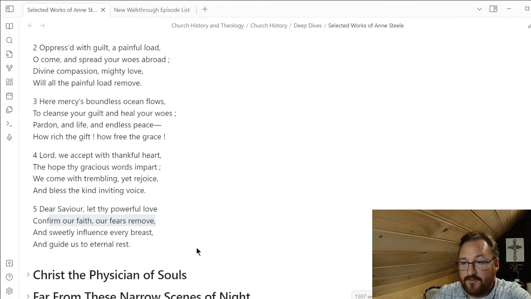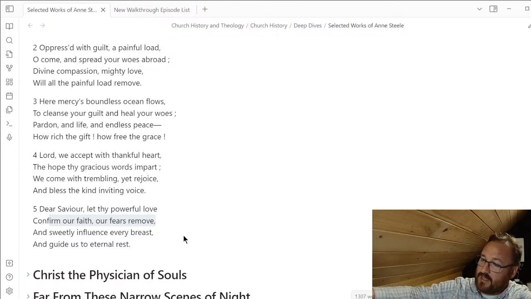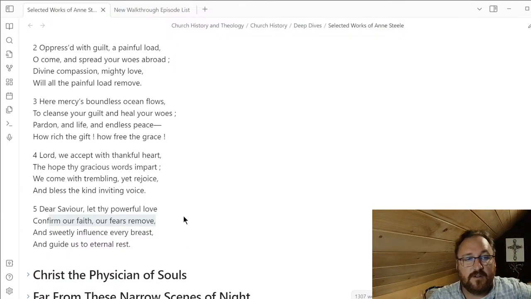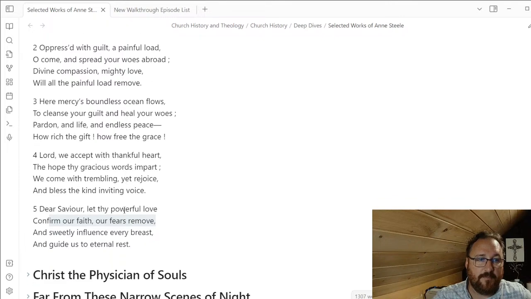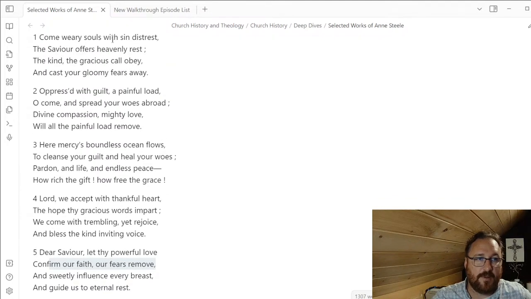let his love confirm our faith, let our fears be removed as he guides us to eternal rest. But until then, until the eternal rest, until that endless peace, let some of that rest and peace invade our gloomy fears today. Again, the parallels between stanzas happens all the time, and it's pretty awesome.